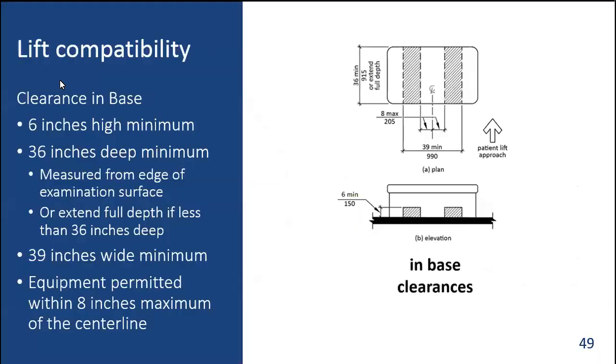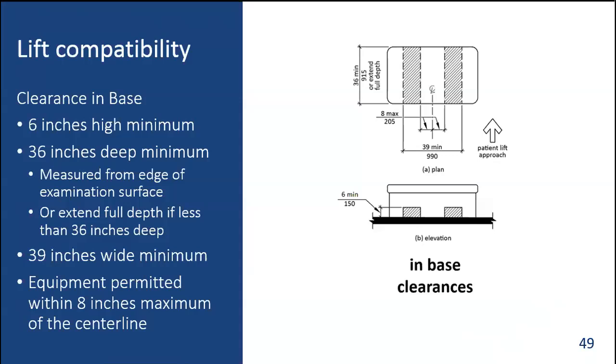Now that you've seen how a portable patient lift interacts with tables and surfaces, we will talk about the technical requirements for lift compatibility. Clearance in base allows the legs of the portable patient lift to go under the equipment. Clearance must be 6 inches high minimum. Clearance must be 36 inches deep minimum, or extend the full depth of the equipment. Clearance depth is measured from the edge of the examination surface.